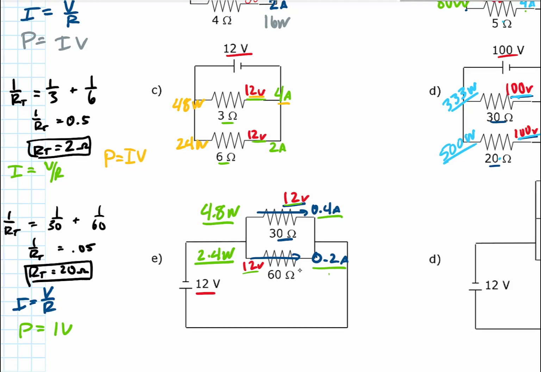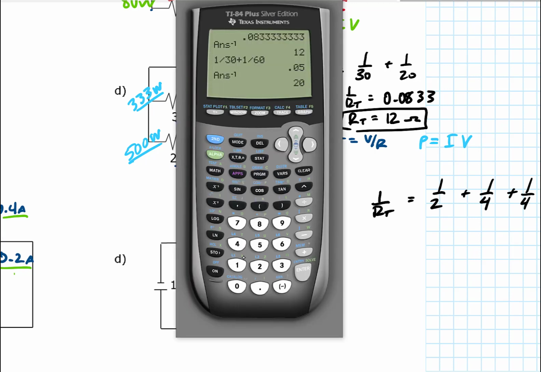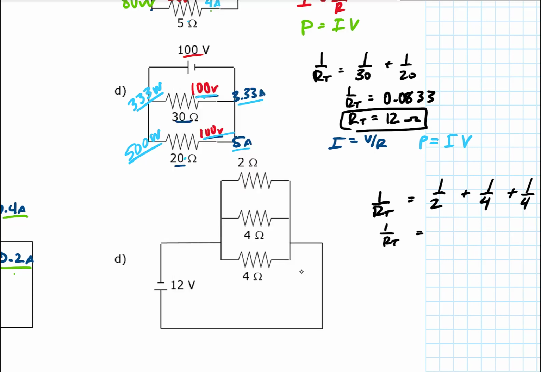All right, last one. These are still in parallel because we have the choice to go through any one of these resistors. So because it's in parallel, 1 over our total is 1 over 2 plus 1 over 4 plus 1 over 4. In our calculator, we can just do all of that: 1 divided by 2 plus 1 divided by 4 plus 1 divided by 4. That gives me 1. Well, that makes it easy. So 1 over our total is 1. When you take the inverse, that tells you that our total is equal to 1 ohm.